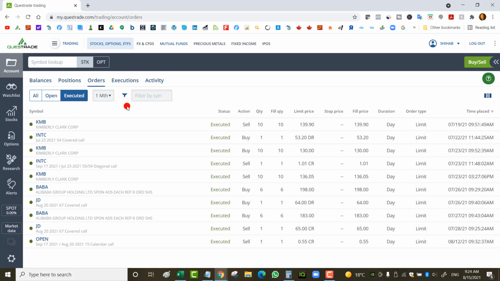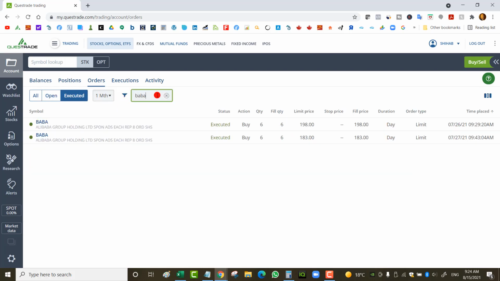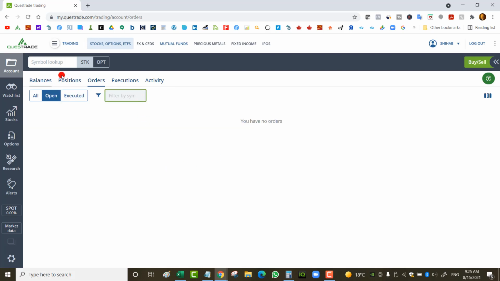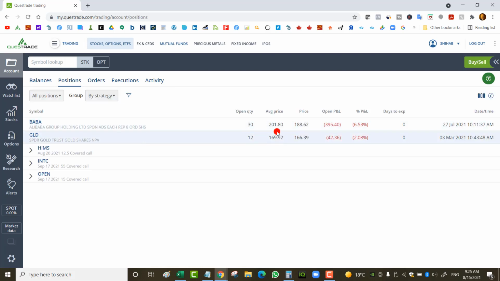I might buy some more if it drops below 180, because I've already bought at 180. Actually, let's see if I can see my last. The lowest I've bought was 183. I feel like I've bought lower. This was executed July 27th. So I bought some July 26th and some more July 27th. So my average cost basis right now is 201.